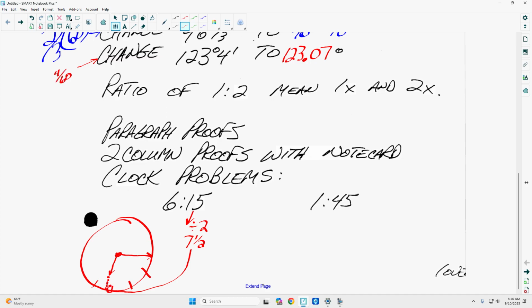Okay. Let's see if this one's different. 145. Divide 145 by 2 and get 22.5. Let's draw that.